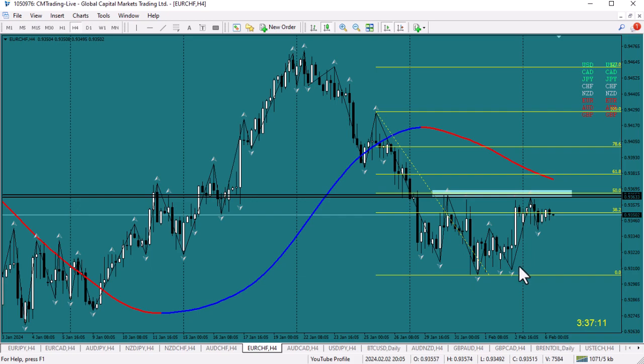We also had a little double bottom here. So a lot of support coming in here. But if I can get a strong reversal off there, and I can get the Euro Swiss to stay apart, then I'll consider some shorts there.